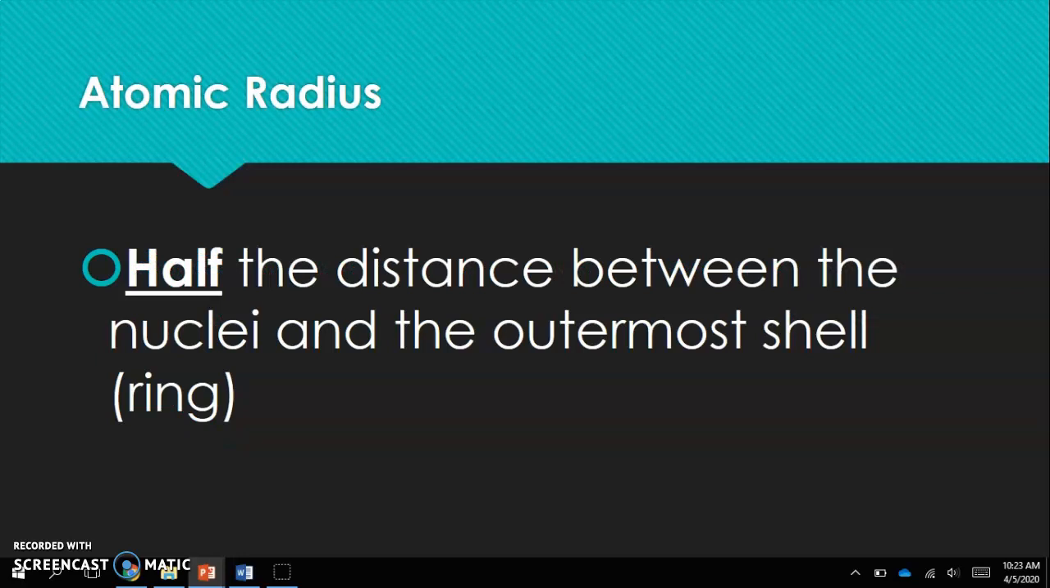Okay, so the first periodic trend we're going to talk about is atomic radius. And just a reminder of what that is, it's half the distance between the nuclei and the outermost shell or ring of your atom. Remember the structure of an atom. We've got our protons and our neutrons in the middle, and then we've got our negative electrons circling around. So the atomic radius is going to be half that distance between the nucleus, right? So where our protons and our neutrons are, to our electrons on the outside.